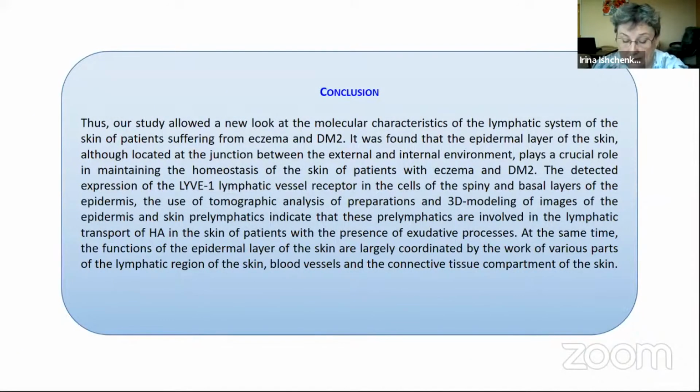So our study allowed a new look at the molecular characteristics of the lymphatic system of the skin of patients suffering from eczema and type 2 diabetes mellitus. It was found that the epidermal layer of the skin, although located at the junction between the external and internal environment, plays a crucial role in maintaining the homeostasis of the skin of patients with eczema and type 2 diabetes.